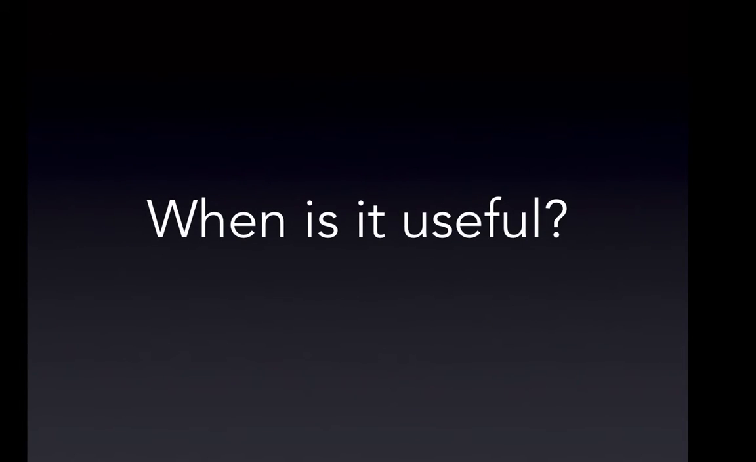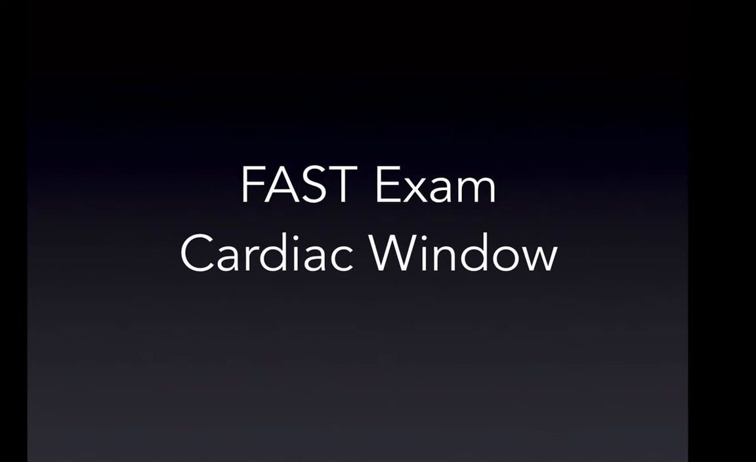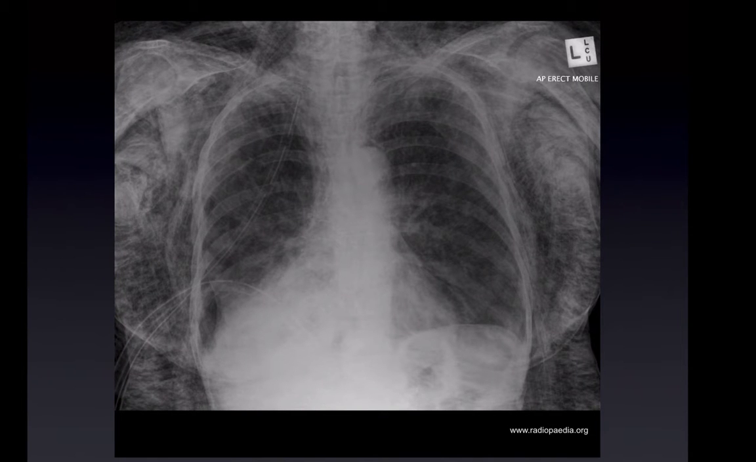When can we do the parasternal long axis? We could do it during the FAST exam. We could use it as our cardiac window. Why? Well, you might have a patient with a large abdominal girth, or you might have somebody that looks like that. And what's that? That's a massive amount of subcutaneous air, right? This patient obviously has a right-sided chest tube.